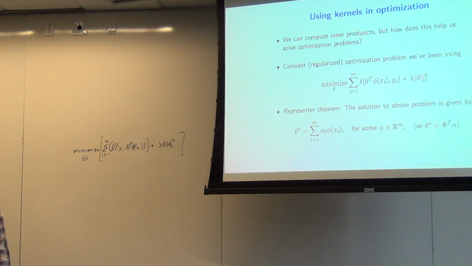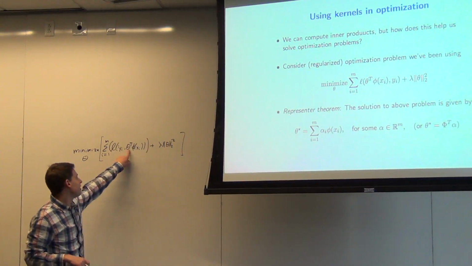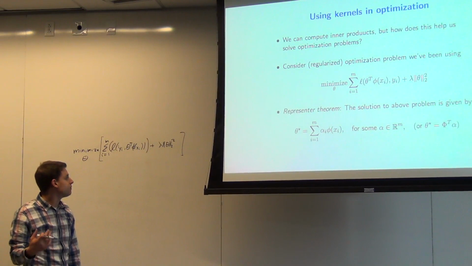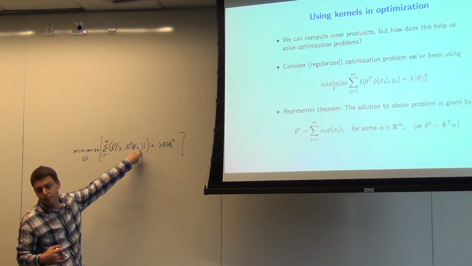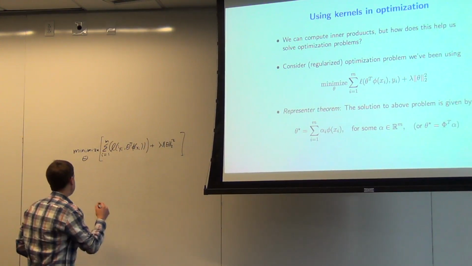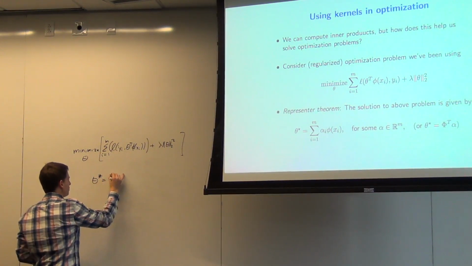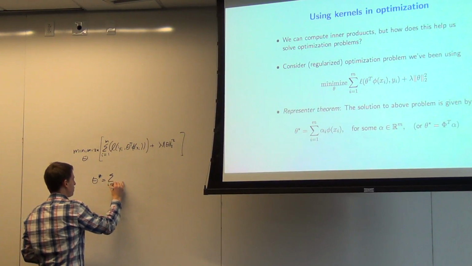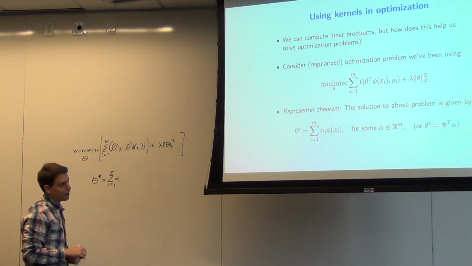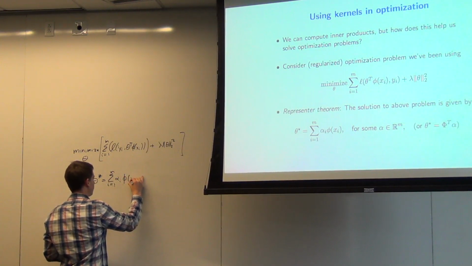So what the representer theorem says is something very cool. It says that the solution to this big problem can be represented in terms of these features and some weights. More formally, what it says is that the optimal theta is equal to the sum from i equals 1 to m of some alpha_i, where alpha_i is just some weight, times phi of x_i.